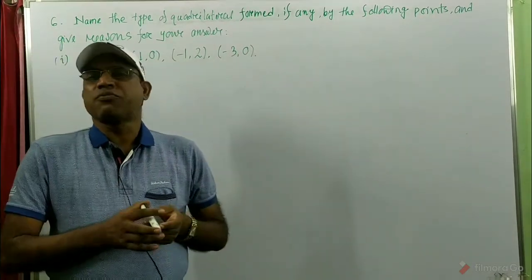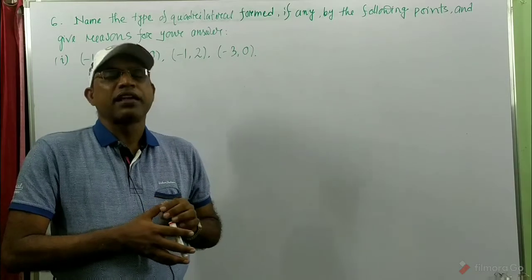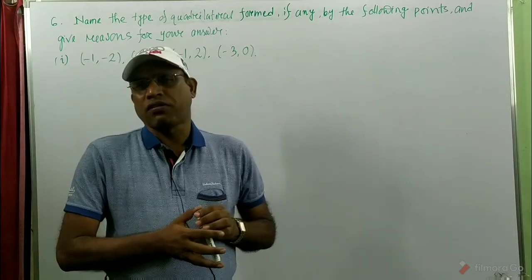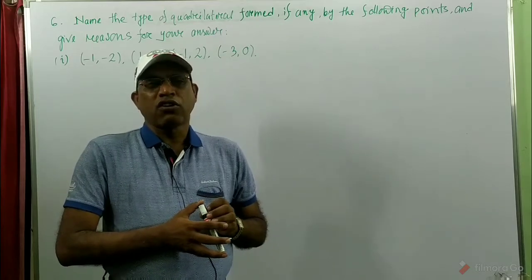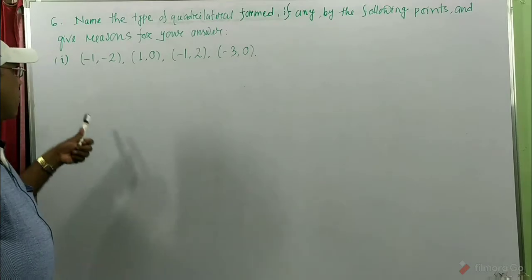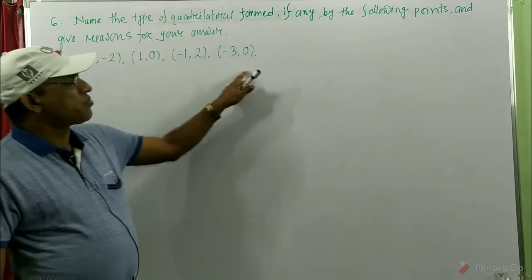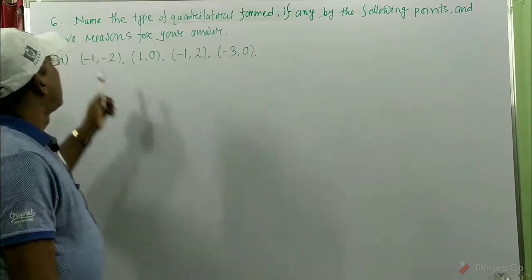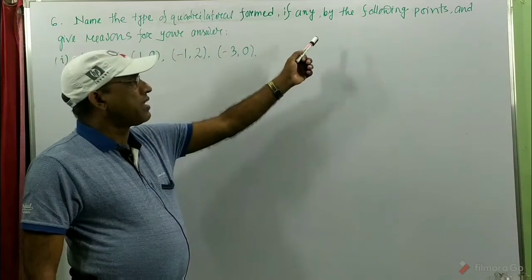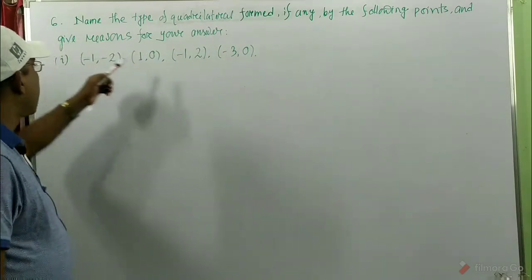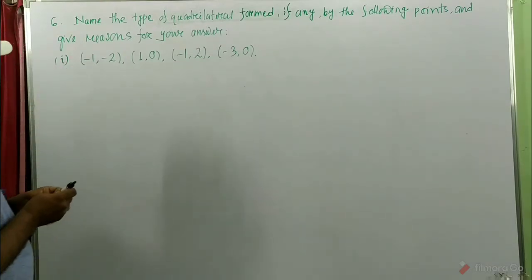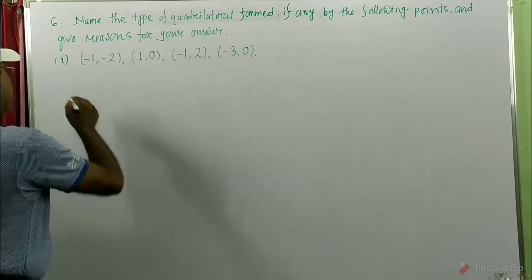Quadrilateral means it has four sides. It may be a rectangle, a square, a rhombus or a parallelogram, any one of these. But what type of quadrilateral is formed by these points, we want to examine. Now first, consider the points A, B, C, D.